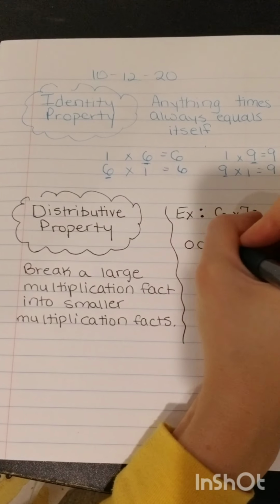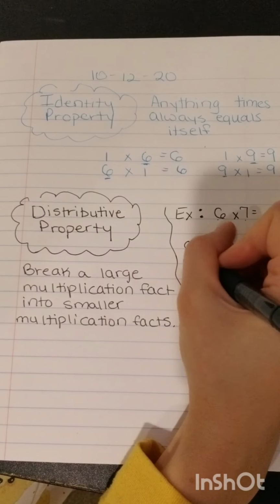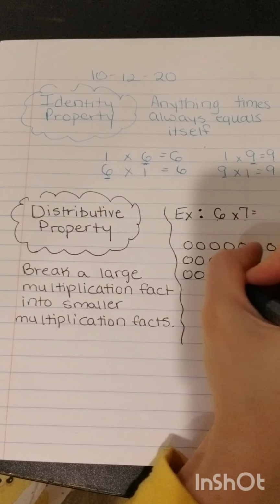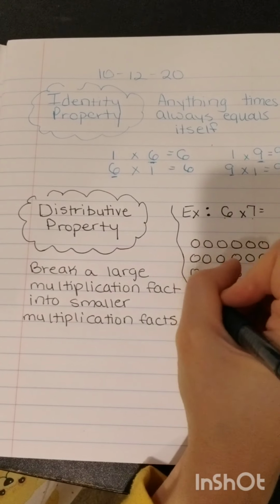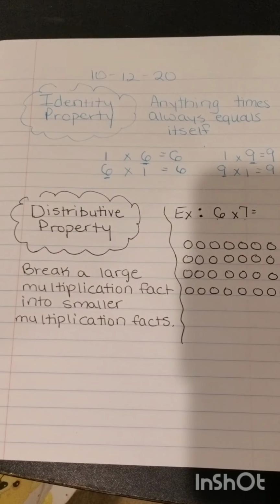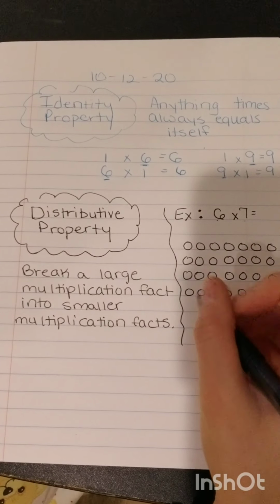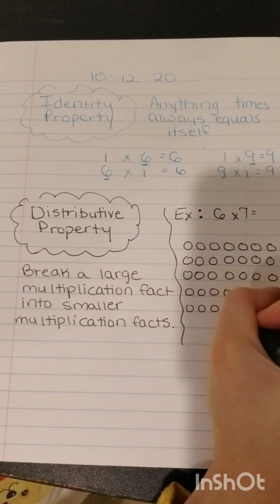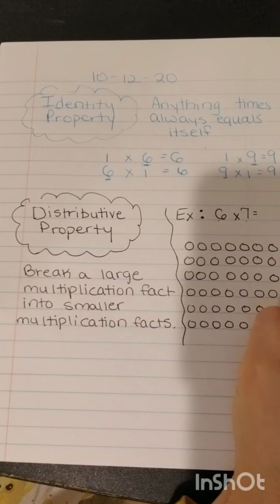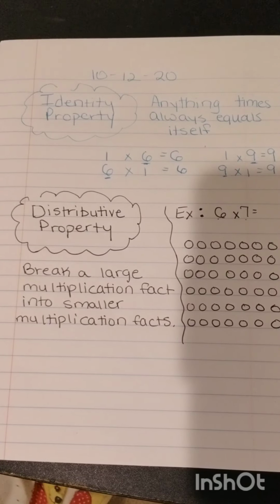So 1, 2, 3, 4, 5, 6, 7. It's 1 row of 7. And remember, we're trying to stack them neatly where your rows and columns are nice and straight. So that's 4 rows of 7. All right, I should have 6 rows of 7 dots.